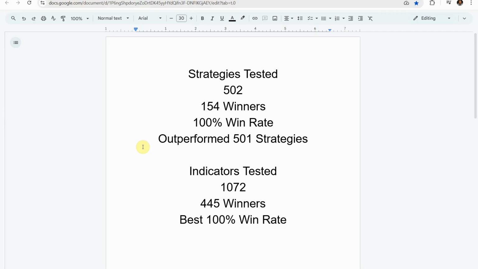Alright, as I said, today we will be testing a crypto day trading strategy. Before we do though, I wanted to put the testing scoreboard up for everyone to see. To date, we have tested a total of 502 different strategies. The best one so far was able to achieve a 100% win rate. That was achieved using the Academy of Forex indicator to trade the crypto scalping strategy that I'll mention in this video on a live trading account.